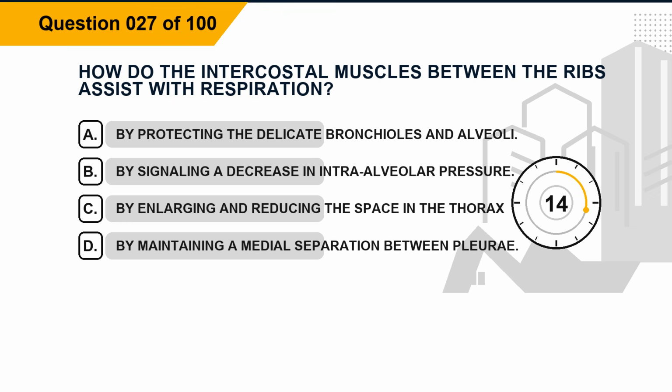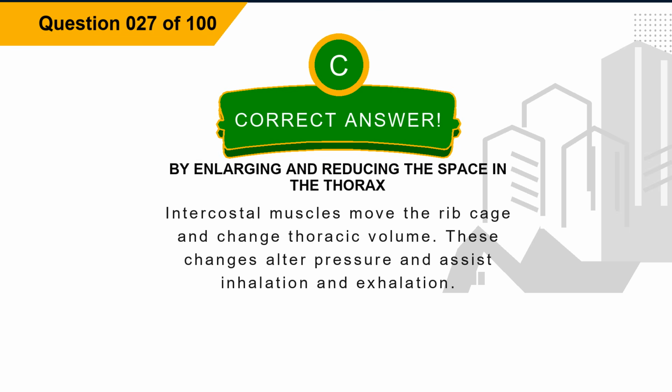Option A. By protecting the delicate bronchioles and alveoli. Option B. By signaling a decrease in intraalveolar pressure. Option C. By enlarging and reducing the space in the thorax. Option D. By maintaining a medial separation between pleurae. The correct answer is option C, by enlarging and reducing the space in the thorax.